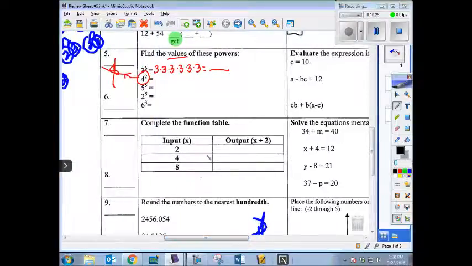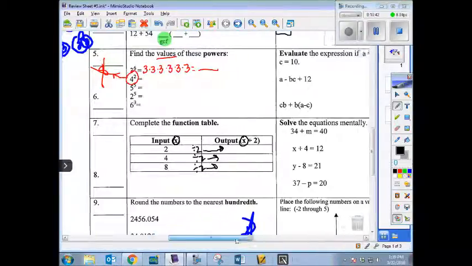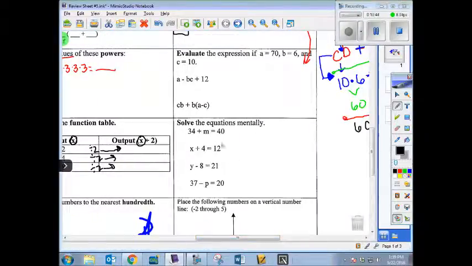Function table. Pretty easy function table here, actually. This is the number that's coming into the machine. This is what's happening to it. So you're just going to have to take every input and apply that rule. This is your x. Apply this rule to all of these, and then get an output. Okay? We did some of these last week. This is just solving mentally. Figure out what m equals, what x equals, what y equals, what p equals.